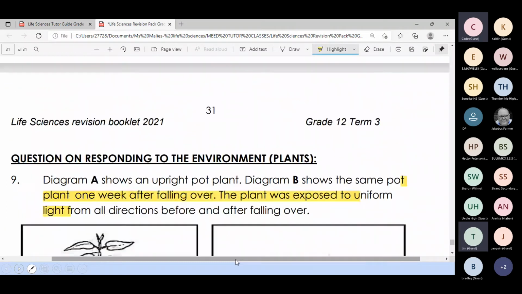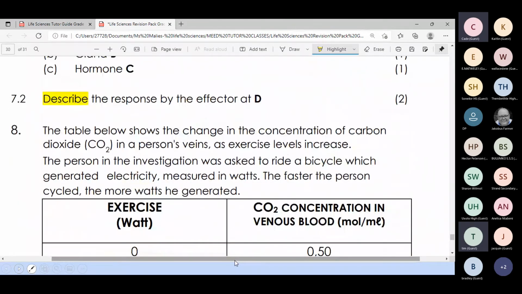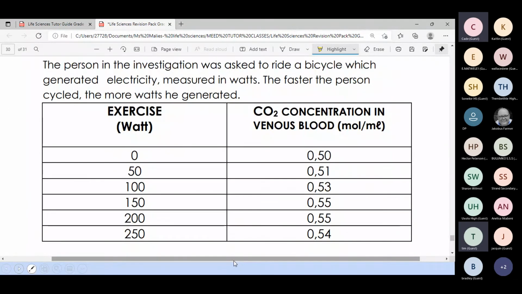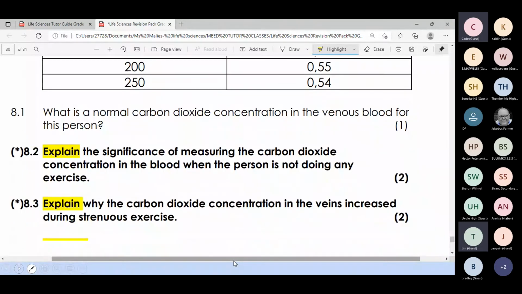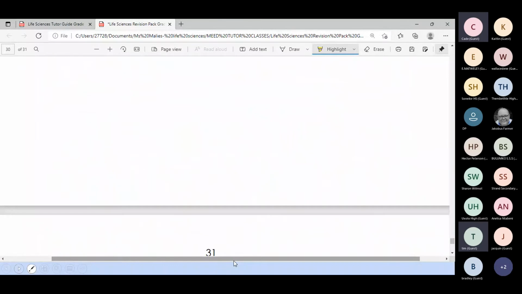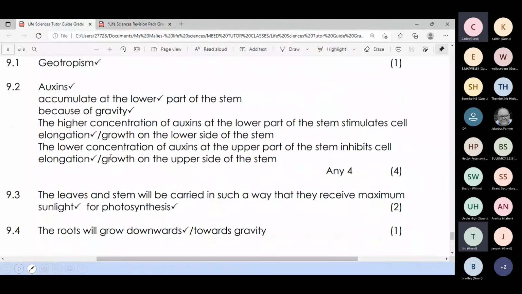I know I've skipped a question, grade 12s, question 8 there by the carbon dioxide. Please take time and go and look through those questions. Let's finish plant hormones quickly.